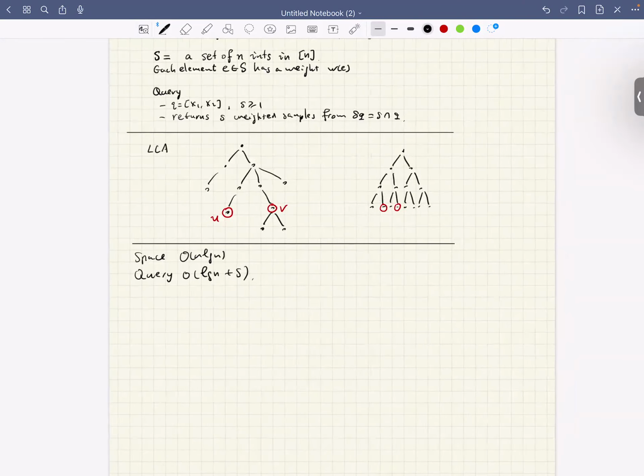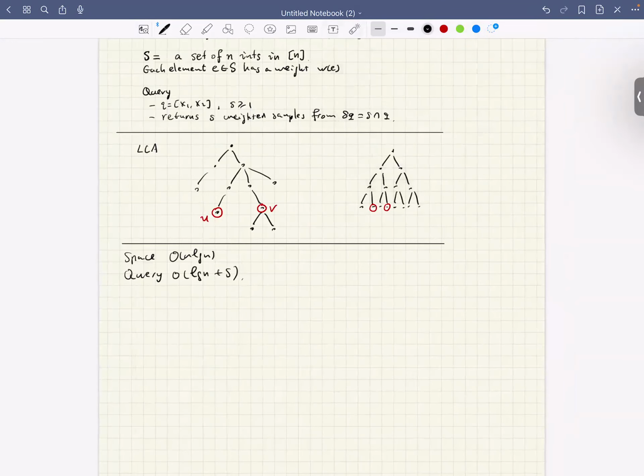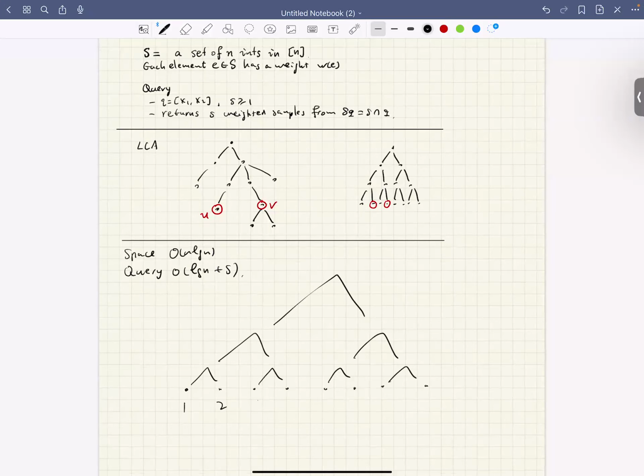In order to achieve this purpose, you can do the following. Remember, you have the data set, which goes from 1 to n, correct? So you want to build a binary search tree on these n elements. You see what I mean? Let me show you a very simple example. If these are the data elements, what would you put at the internal levels here?